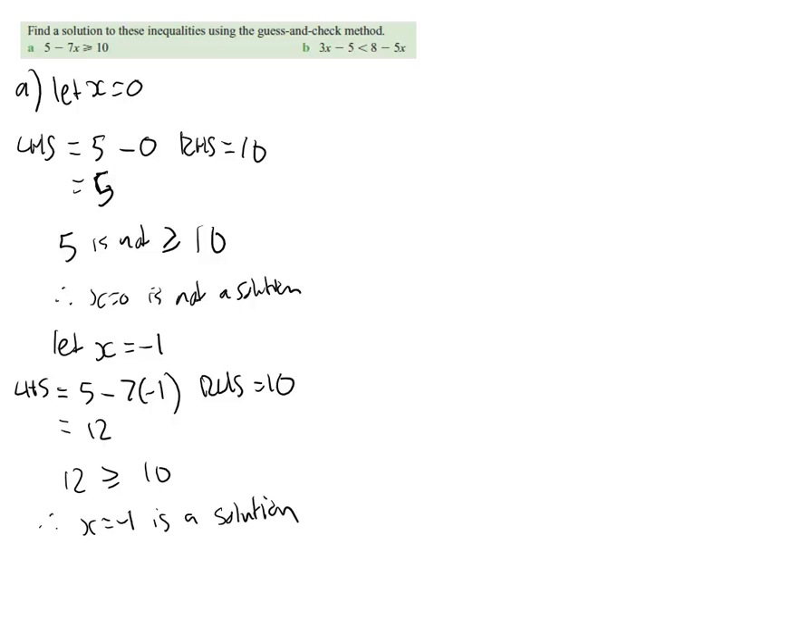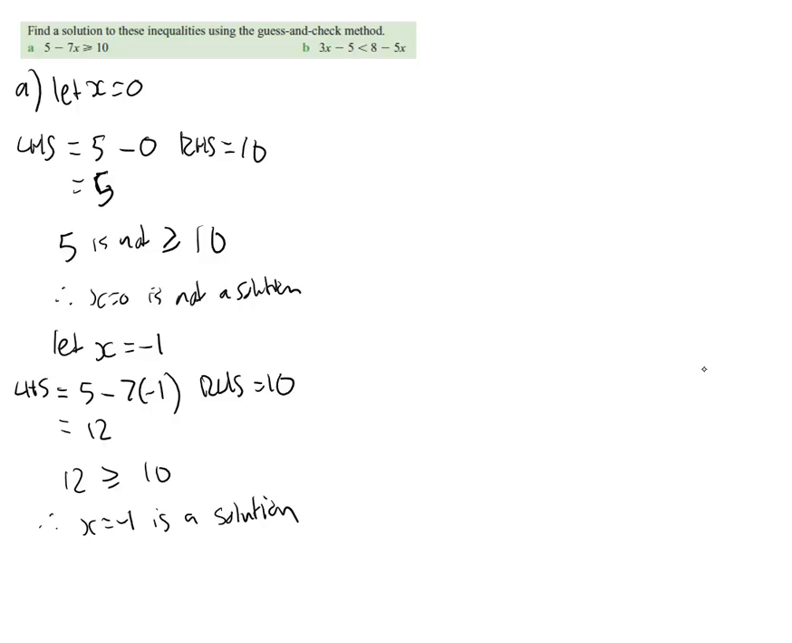Now, for inequalities, there's actually an infinite amount of solutions that we can have in this case. So x equals -1 is only one of an infinite amount of solutions. You could have x equals -2, -3, -4, etc. And they would all work for that inequality. There's also an infinite amount of values that aren't a solution. So that's something to think about.